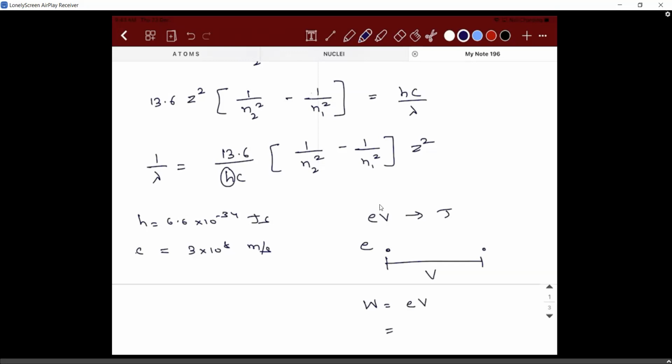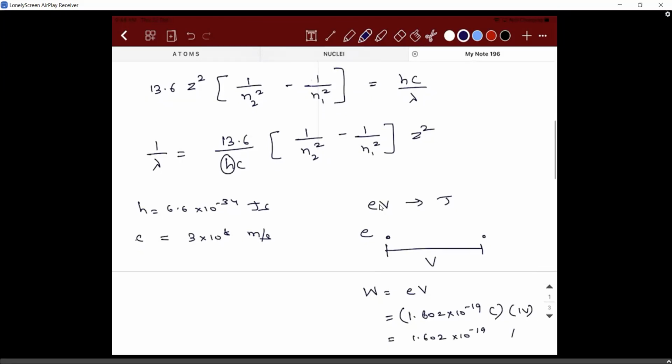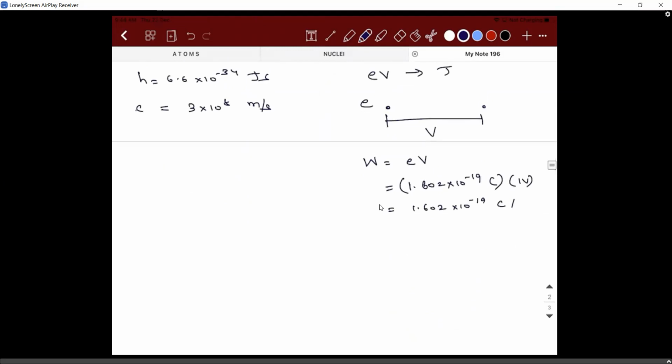So what is the value of E? 1.602 into 10 power minus 19 coulomb into 1 volt is equal to how much? 1.602 into 10 power minus 19 coulomb volt. Are you able to understand? Coulomb volt put together is what we call joule. So 1 electron volt is how many joules? 1.6 into 10 power minus 19, which is literally the charge of an electron. Okay, next time, don't forget this. Please write it down.